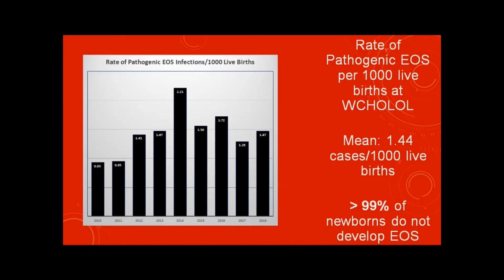And so I also looked at the rate of pathogenic EOS at this facility per 1,000 births. And our mean is about 1.44, so we're a little higher than, say, the national average. Although 99% of the newborns born at this facility did not have infection.